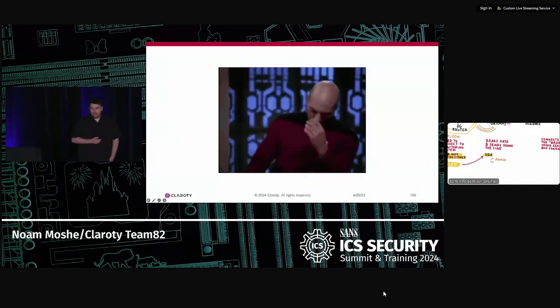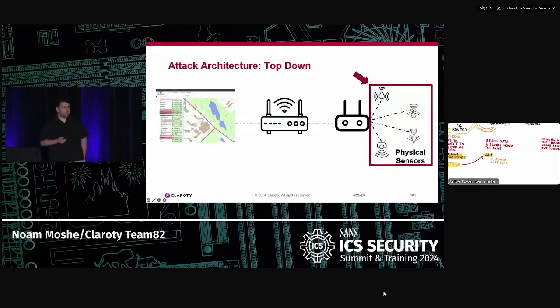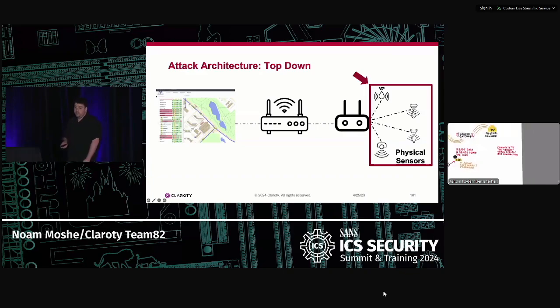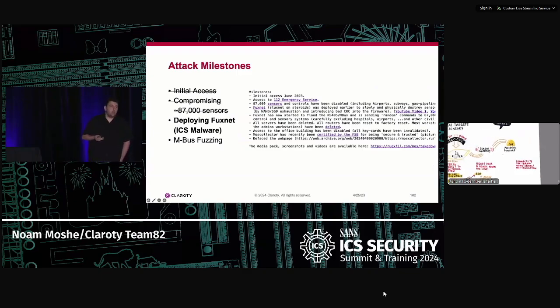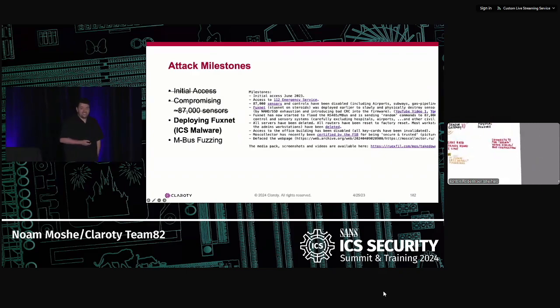Cool. So the attackers are in. What's next? Now their job is to attack the physical sensors, and that's when they needed to create a custom-made malware to attack every one of these sensors. And once again, we're talking about tens and tens of thousands of different devices. And that's when they actually used this new ICS malware they called FuxNet, or FuxNet. It depends on how you read it.